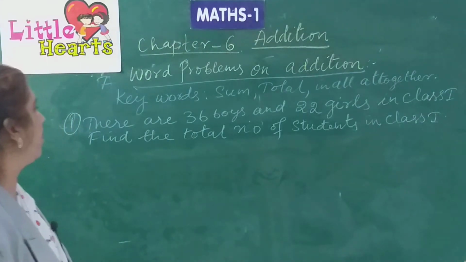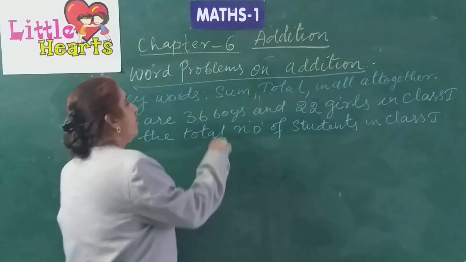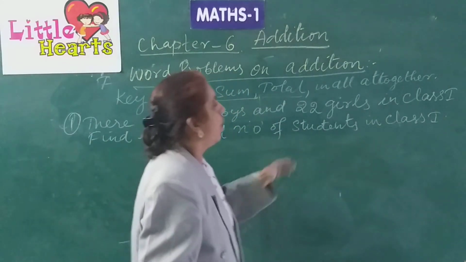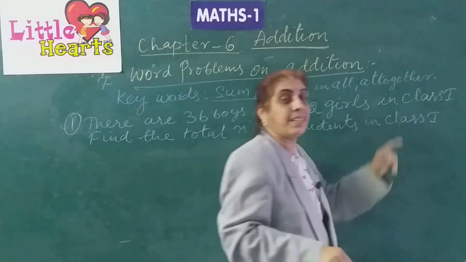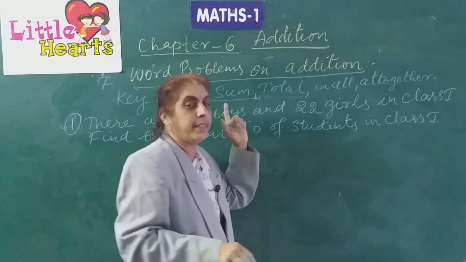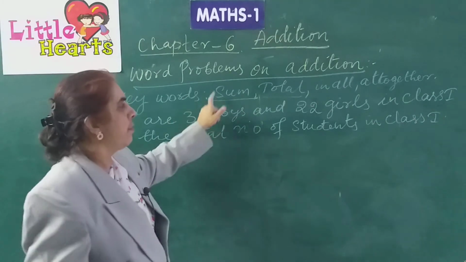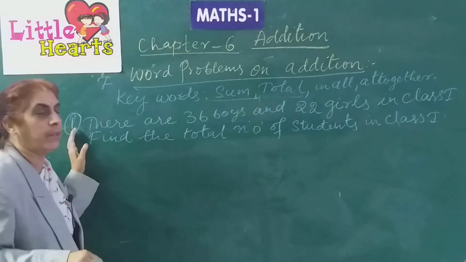Yes, children, we are going to learn word problems on addition. The keywords to find out whether a problem is on addition or not are: find the sum, find the total, how many are there in all, or how many are there all together. These are the keywords to find that a problem is on addition. Sum, total, in all, together. Now here is the first problem for you.